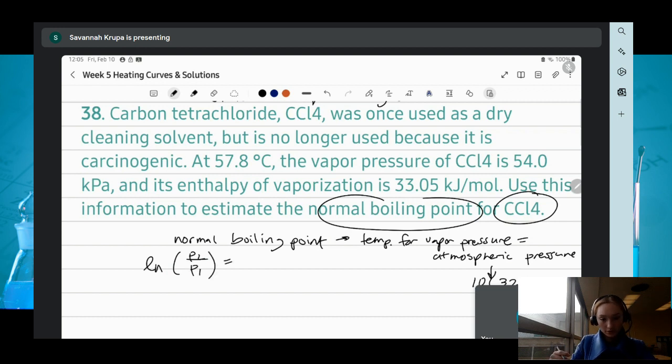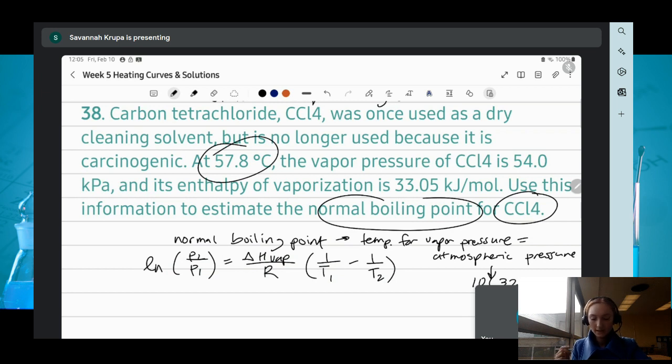And so we will be using the formula natural log P2 over P1, so those are the two different pressures at two different times, equal to enthalpy of vaporization divided by an R constant multiplied by the difference of the inverse of the temperatures, T1 and T2. So we know we are using this equation because it is talking about the change in temperature, the change in pressure, and also something is changing in the vapor pressure. So we know that we're going to be using all these values.